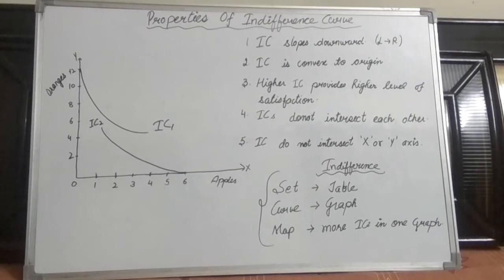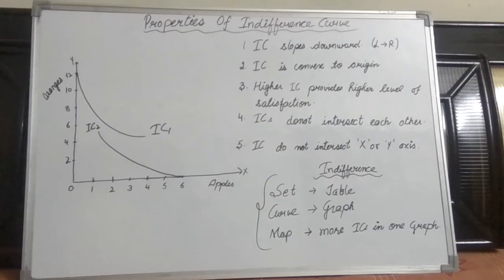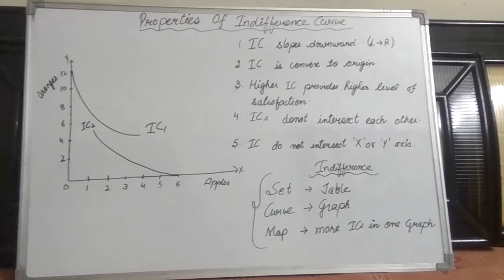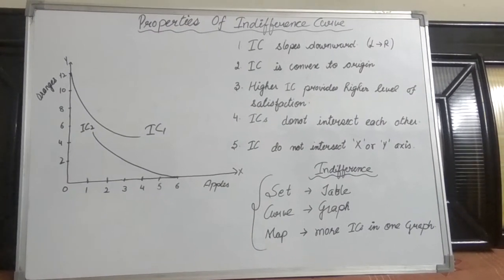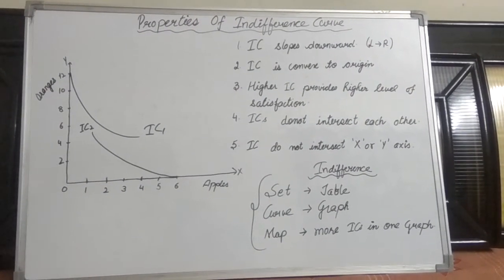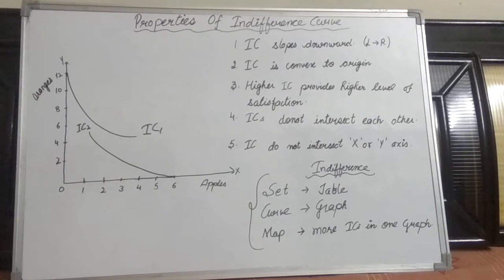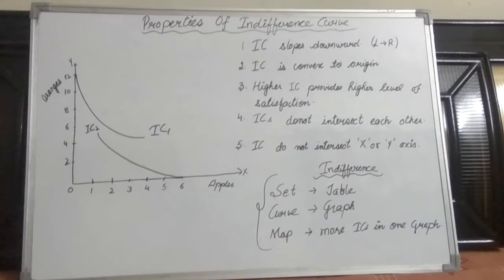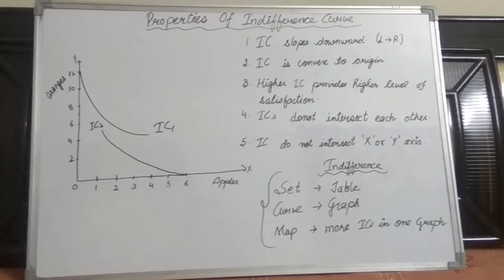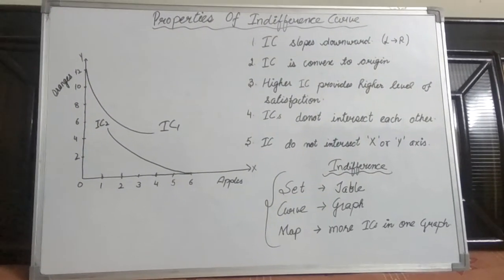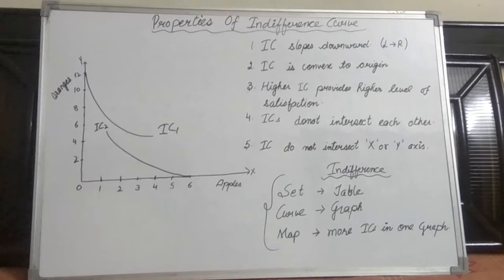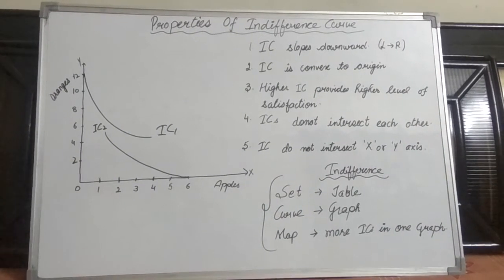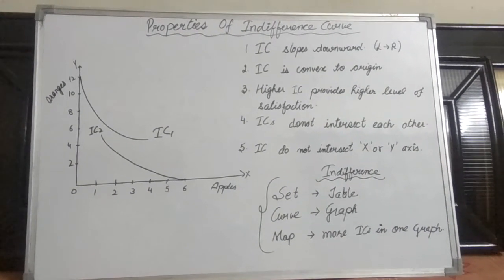For this reason, we suppose that ICs do not intersect each other, and even the intersection of an IC with the x and y axes is not possible. So these were the properties of the indifference curve according to which we create our model regarding the indifference curve.